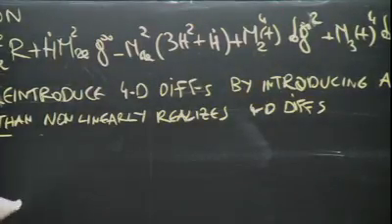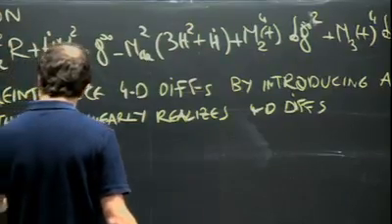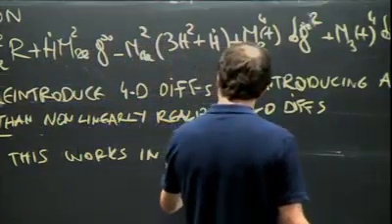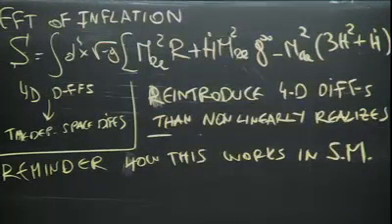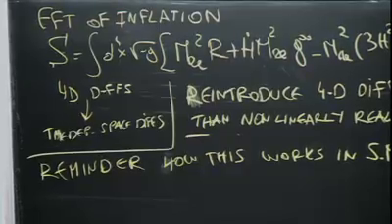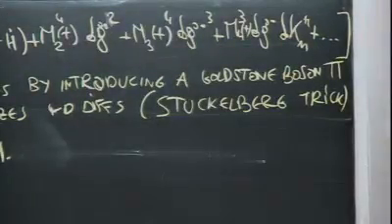So let me open a parenthesis and remind you of how this works for the standard model. SM means standard model. This technique is called the Stueckelberg trick. Now, the standard model, at least the gauge sector at low energies, is described by the Lagrangian of a massive gauge boson. Let me just focus on that.